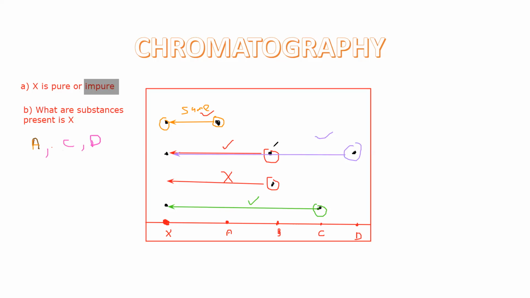Is it clear? And your question, why is X not with A? Because A is pure. So A is pure. A pure substance can be present in an impure substance, because X is a mixture. So X can have other substances. Is it clear how I identify that X contains A, C and D?